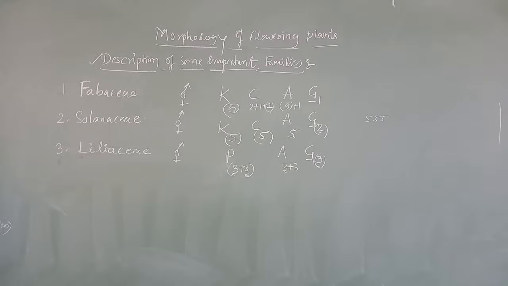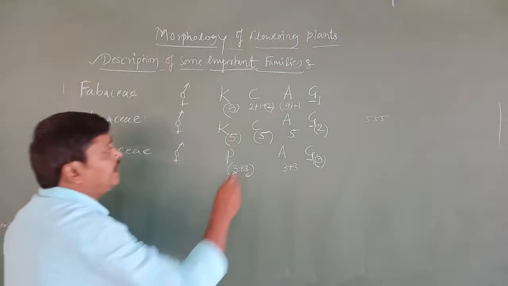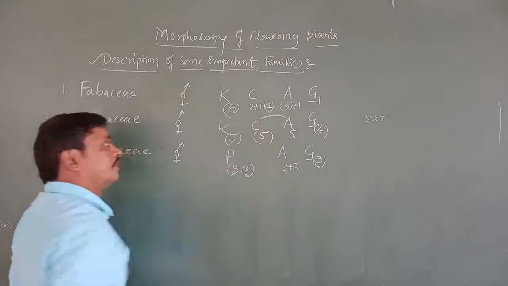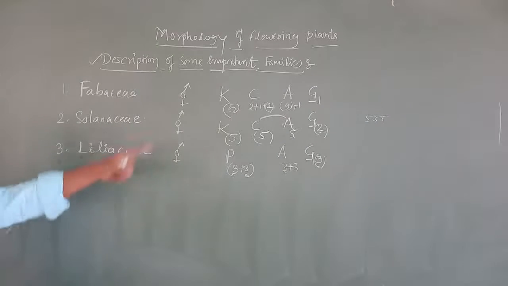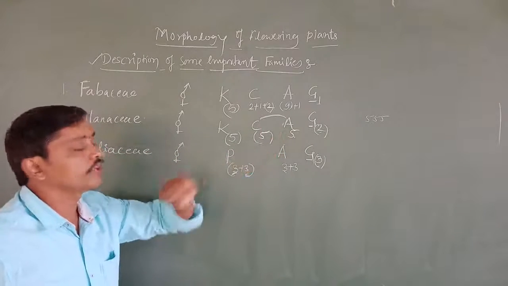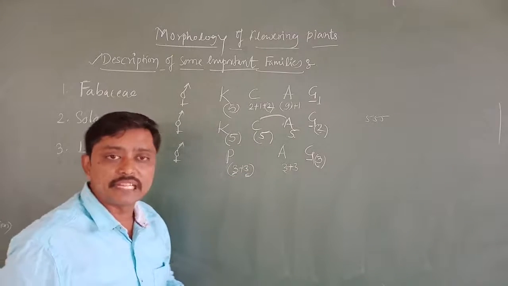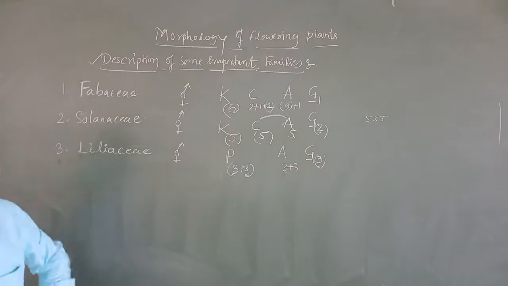Understood? Now one thing here is to write the bracket like this, and this bracket indicates that the androecium is attached to the petals, which we call epipetalous. Okay, epipetalous.